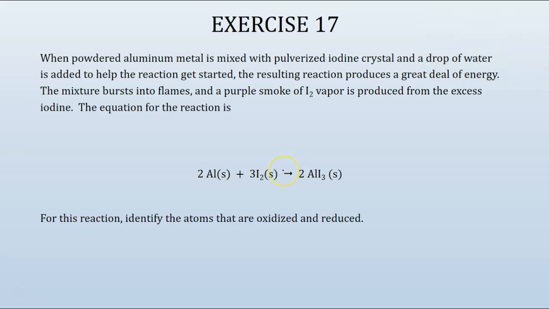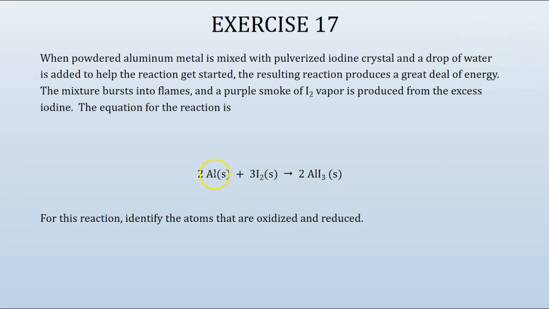So, exercise 17. How does this apply to reactions? Well, here we have a chemical reaction. When powdered aluminum metal is mixed with pulverized iodine crystal in a drop of water, and then the reaction gets started, the resulting reaction produces a great deal of energy. The mixture bursts into flames, and purple smoke of I2 vapor is produced from the excess iodine. The equation for the reaction is as follows. So we have aluminum and iodide makes this. Okay, for this reaction, identify the atoms that are oxidized and reduced. How are they oxidized and reduced? So to do this, we have to determine oxidation states.